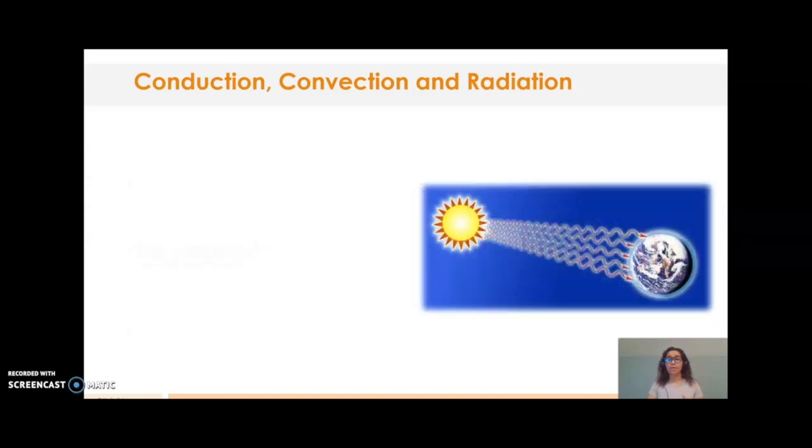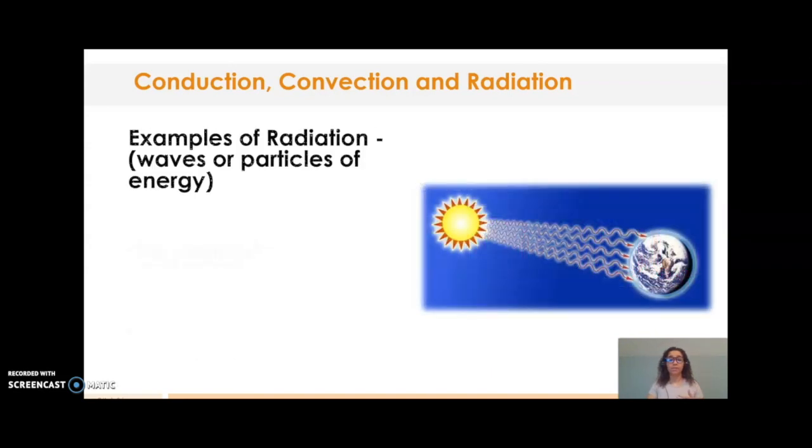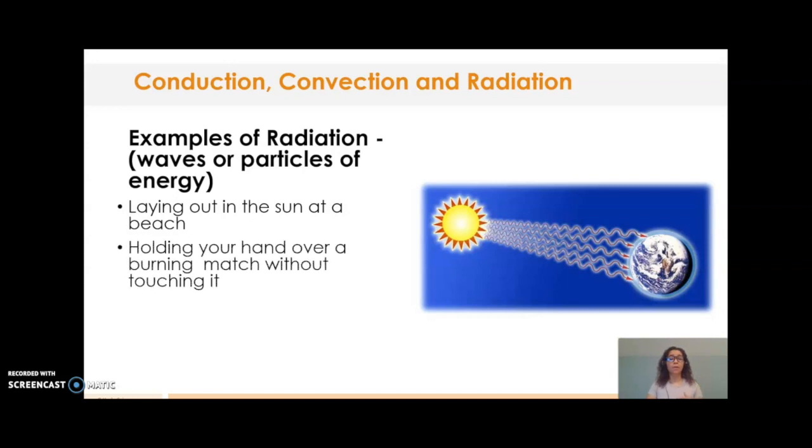Our last example is going to be radiation. So let's look at these. And it's going to be waves or particles of energy. So laying out in the sun at a beach, if you guys get a sunburn, the reason you get a sunburn is because of the radiation from the sun's rays. If you guys hold your hand over a match without touching it, you're going to feel the radiation or the waves of energy from that match.